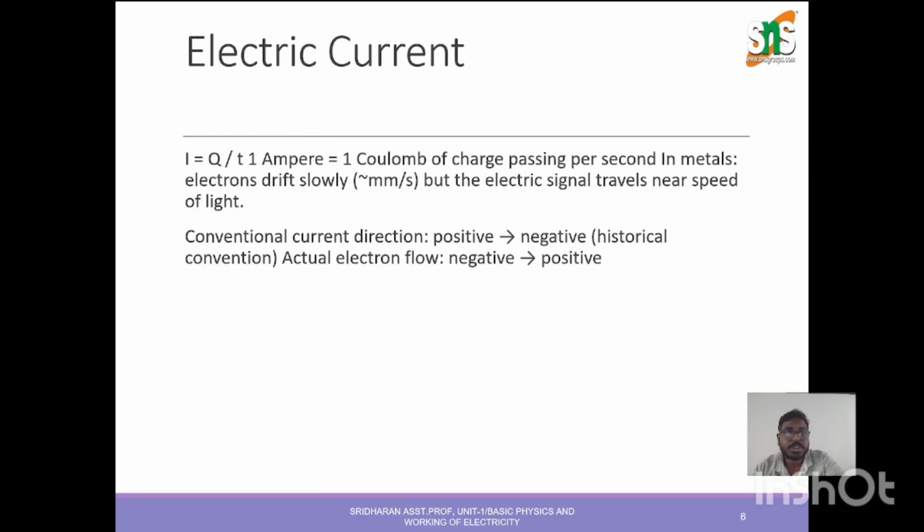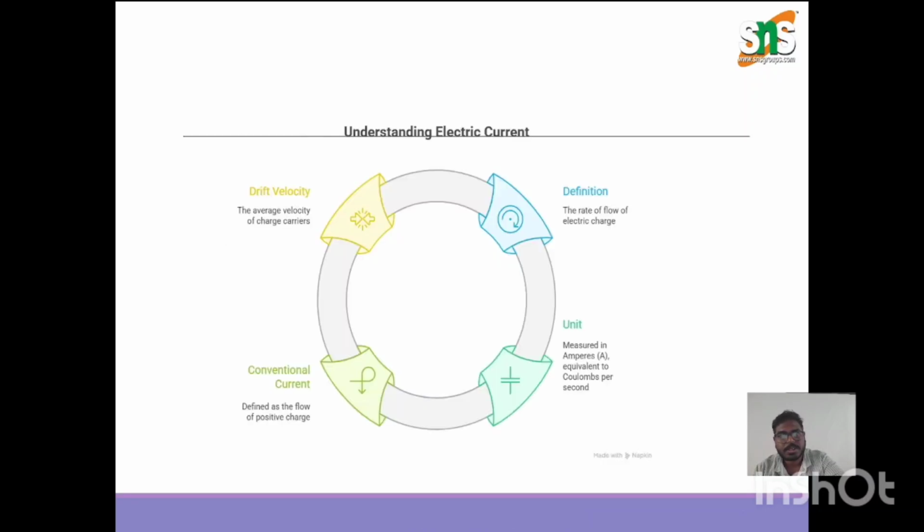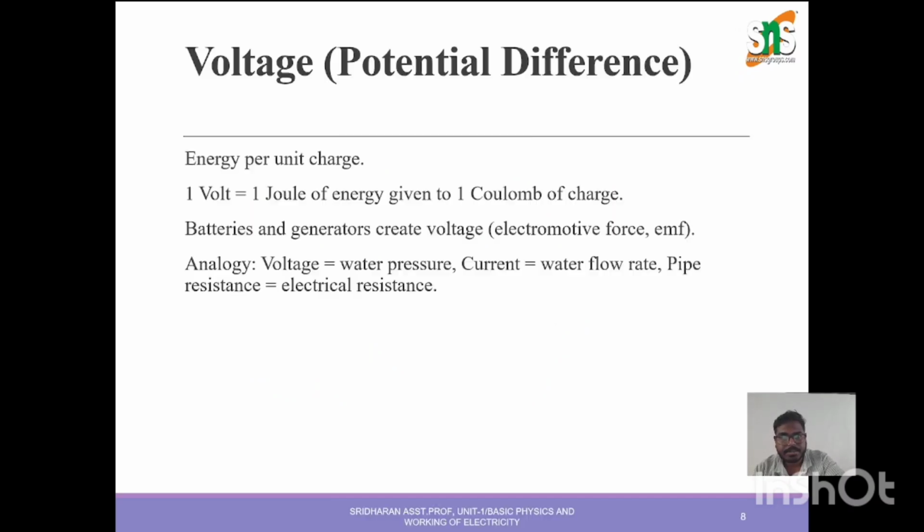Now the electric current: current I is equal to Q by T. 1 ampere is equal to 1 coulomb of charge passing per second. In metals, the electrons drift slowly. The conventional current direction is positive to negative, while the actual electron flow is from the negative to the positive charge. So this is the smart flowchart which represents the understanding about electric current.